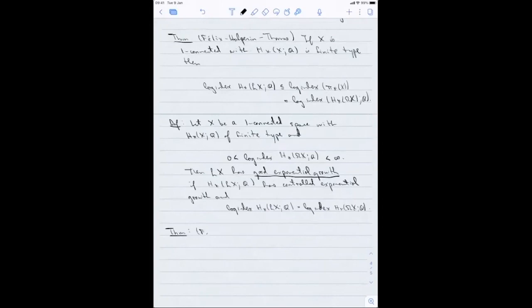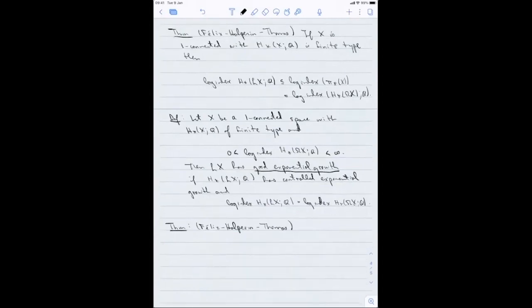And they go on to show two properties of good exponential growth. So if X is a simply connected finite type wedge of spheres, then its free loop space has good exponential growth.